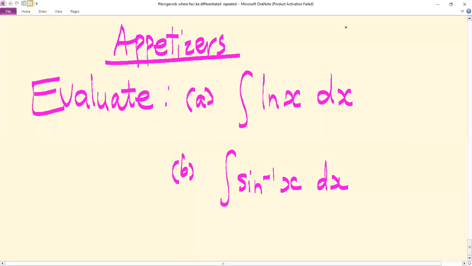Welcome to this session. We have two problems for us to solve. The first one is the integral of ln of x, and the second one is the integral of sine inverse of x. So let's discuss the solution.